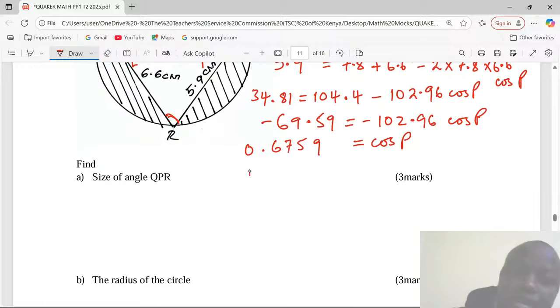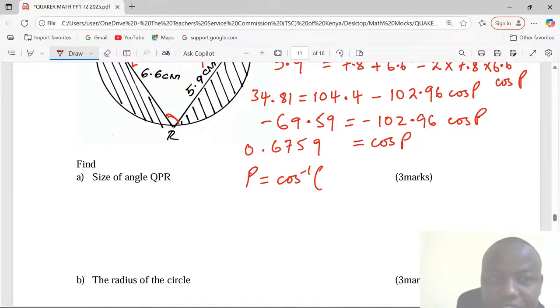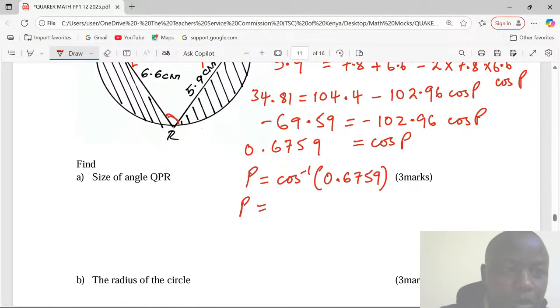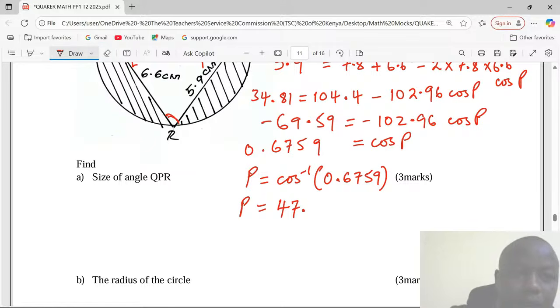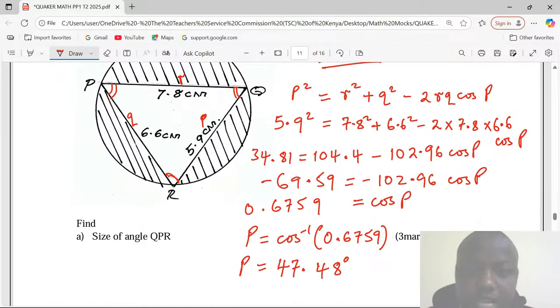So how do we get the angle P now? By finding the cos inverse. If the cosine of P equals 0.6759, then P equals the cos inverse of 0.6759. Shift cosine, and I'm getting 47.48 degrees. So that is the angle according to the cosine rule.